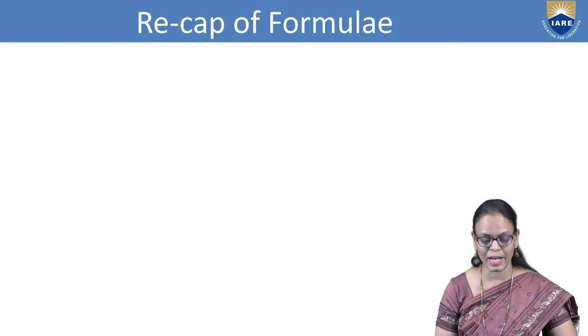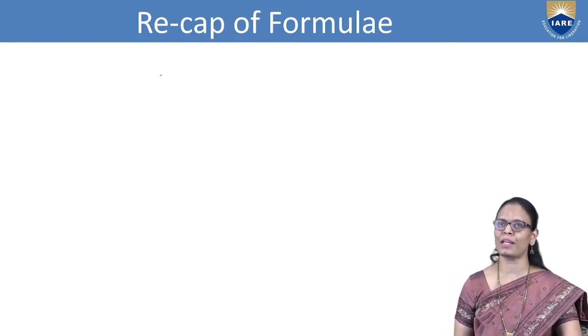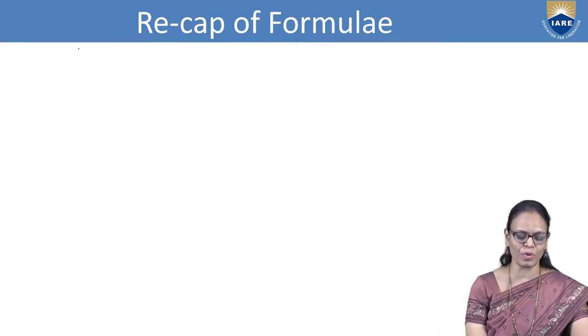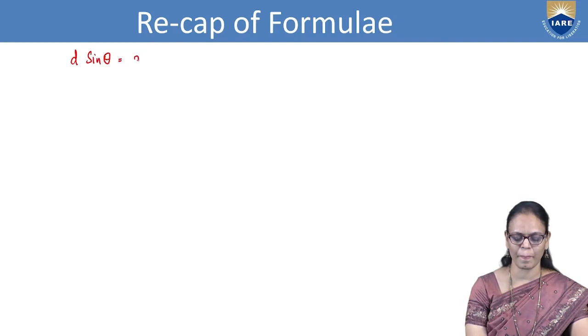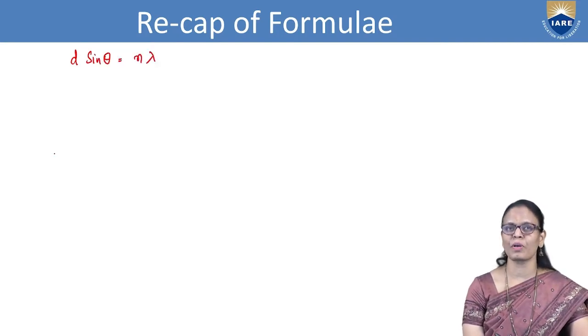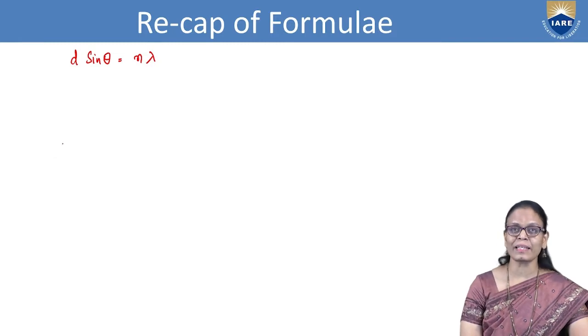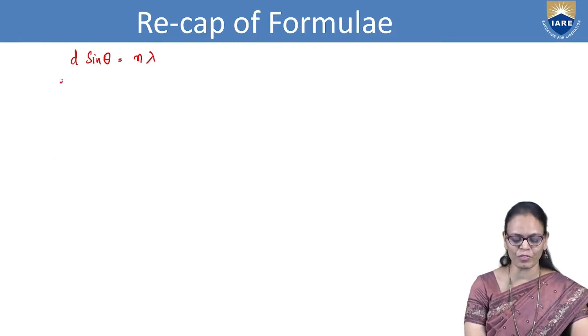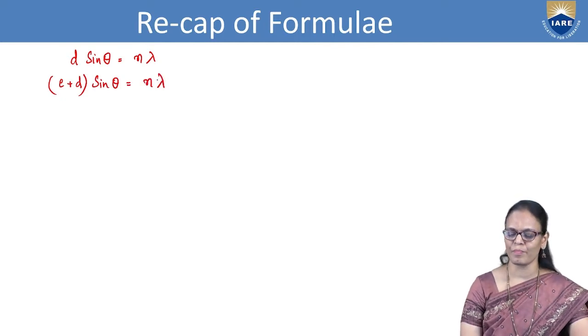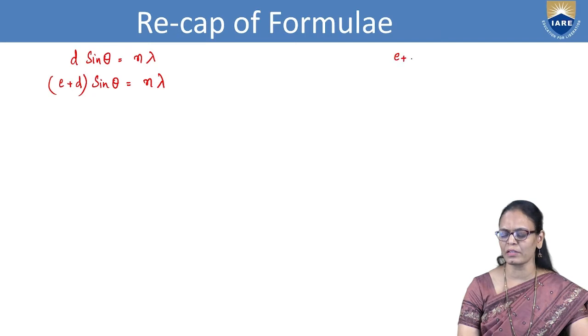Now let us have a quick recap of the formula and then do the numericals. According to Bragg's law, we know that D sine theta is equal to n lambda. This is the famous Bragg's law. But in this case, we are taking the width of the grating element as E plus D. So we will modify it and write it as E plus D into sine theta is equal to n lambda. So what is E plus D here? It is the width of grating element.